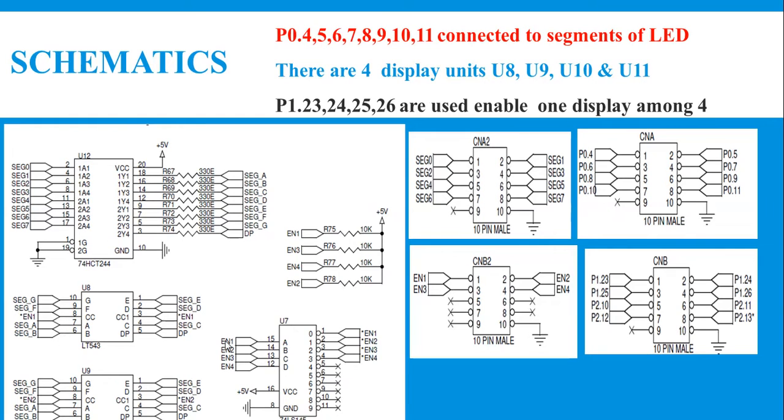In turn these enable 1, 2, 3, 4 are connected to connector B. That is, pins 1, 2, 3, 4 of connector B are connected to enable 1, 2, 3, 4, that is, the input of the decoder. Now at the microcontroller side, connector B, pin number 1, 2, 3, 4 corresponds to the 23rd, 24th, 25th and 26th pins of port 1. Therefore, the 23rd, 24th, 25th and 26th pins of port 1 are used to select any one among the 4 displays.